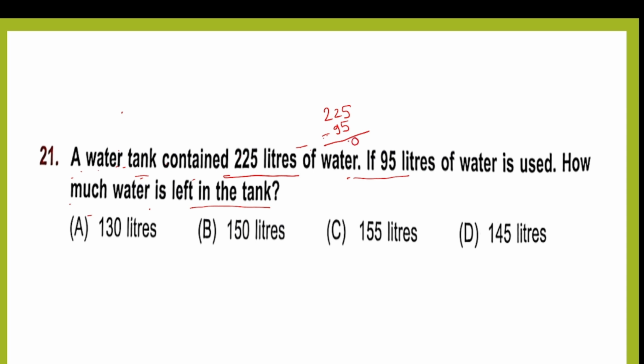5 minus 5 is 0. Then 2 is less than 9, so we have to borrow 1 from the 2. So here it is 12, and 12 minus 9 is 3. And 1 minus 0 is 1. That is, 130 liters of water is left in the tank. So option A is the correct answer for this question.